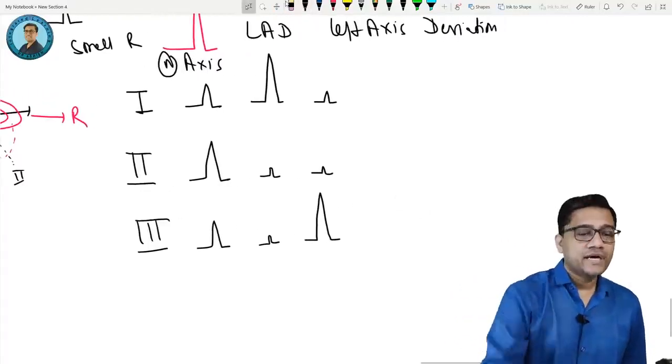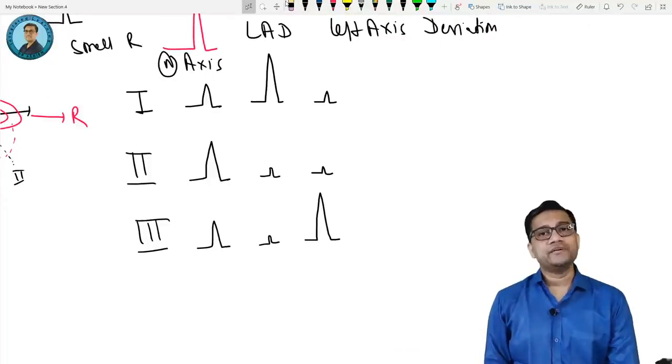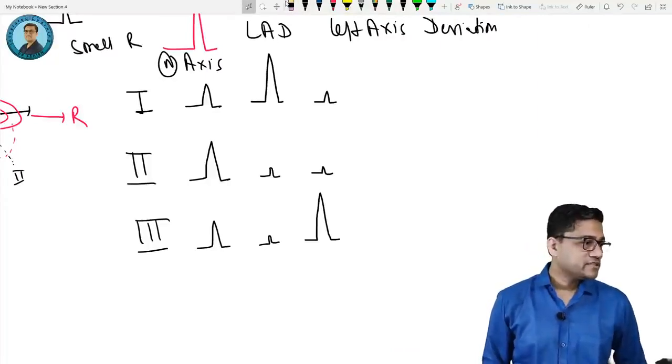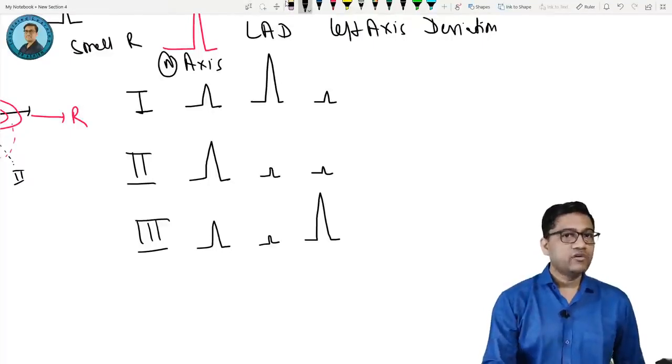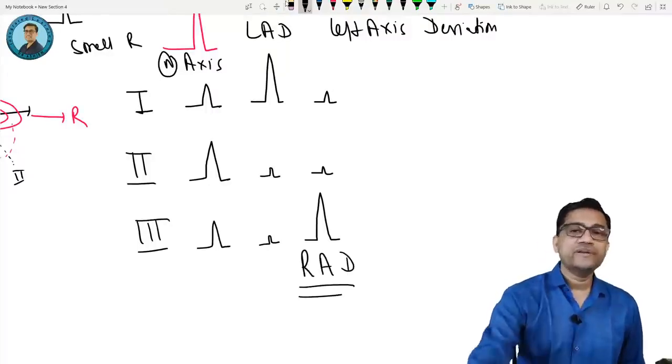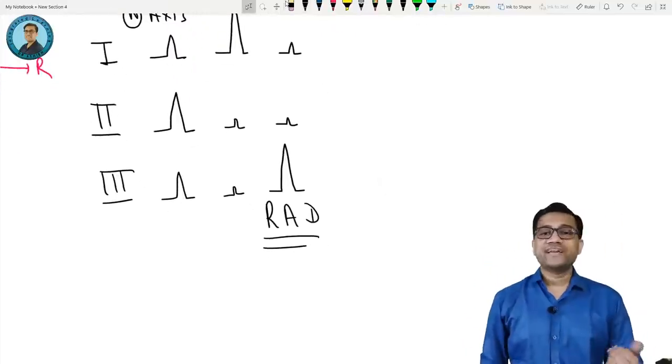Where is the wave bigger here? So where is the wave largest here? Can you tell me which axis? Here, here. 3 or 1? 3, yes or no? So what is this one? Yes, this is right axis deviation. Are you clear? Okay, so what is the criteria?